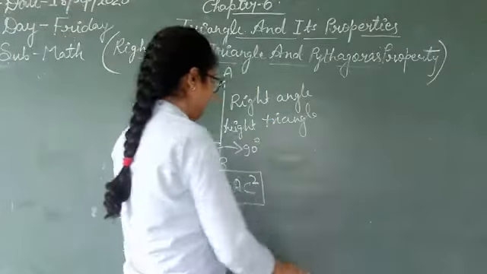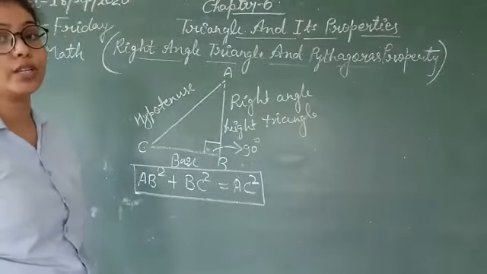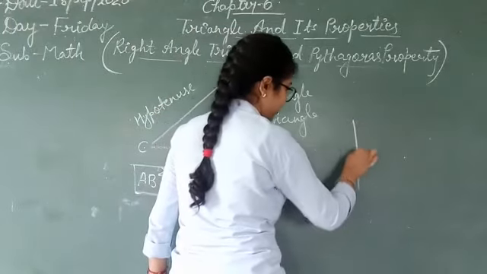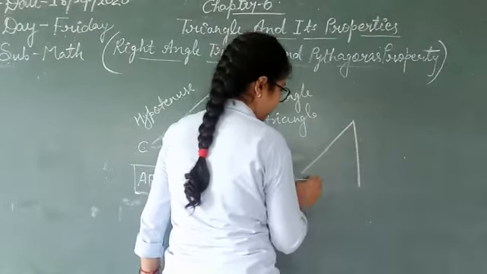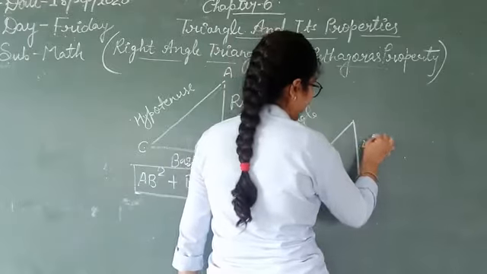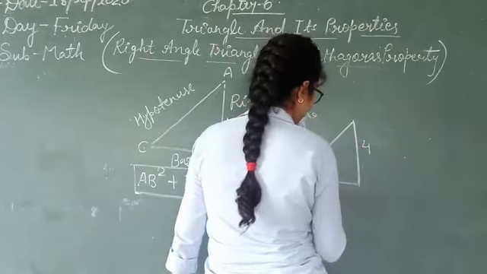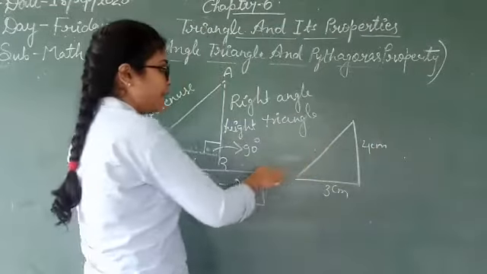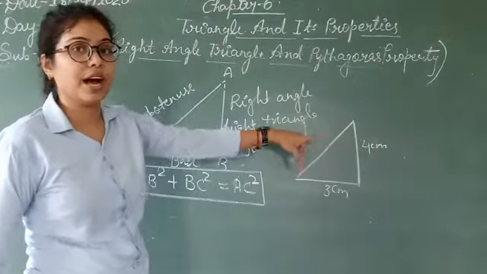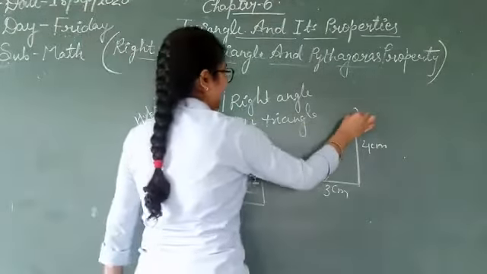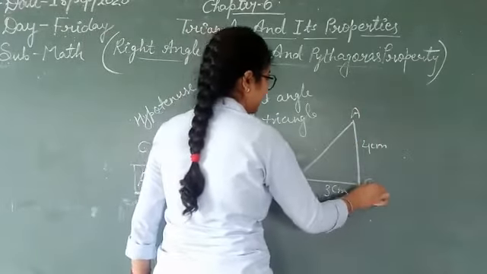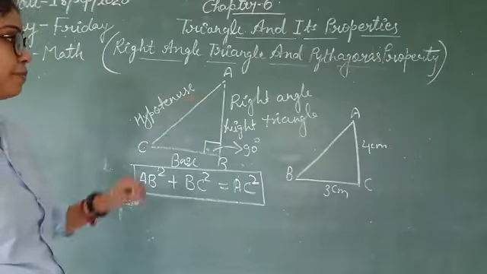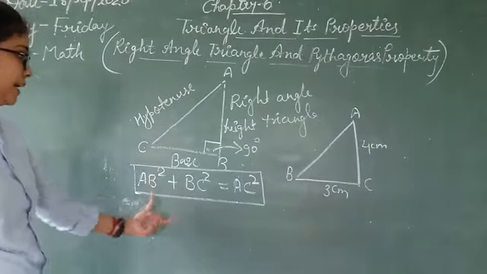Now let's come to an example to understand the Pythagoras theorem. Suppose this is the triangle, and this side is equal to 4 and this is equal to 3 centimeters. We have to find this side, the hypotenuse. Now I am labeling the sides A, B and C. So how do we find the value of the hypotenuse here? We will use the Pythagoras theorem.